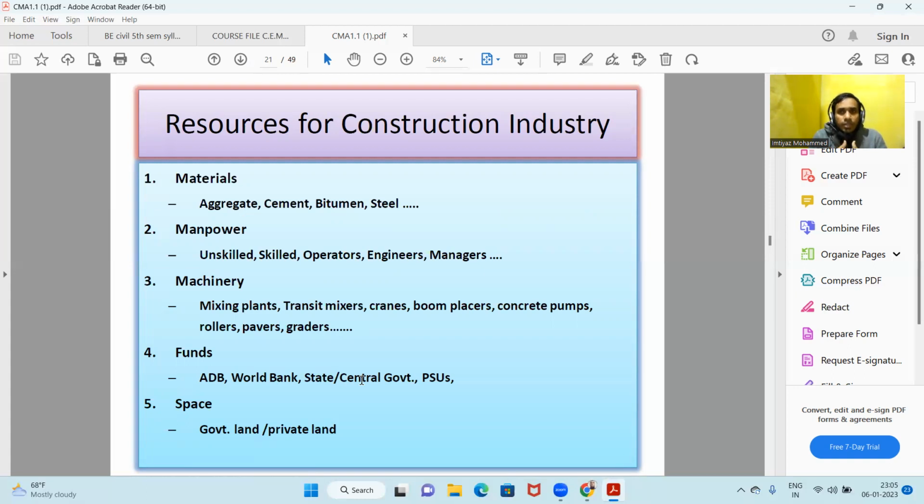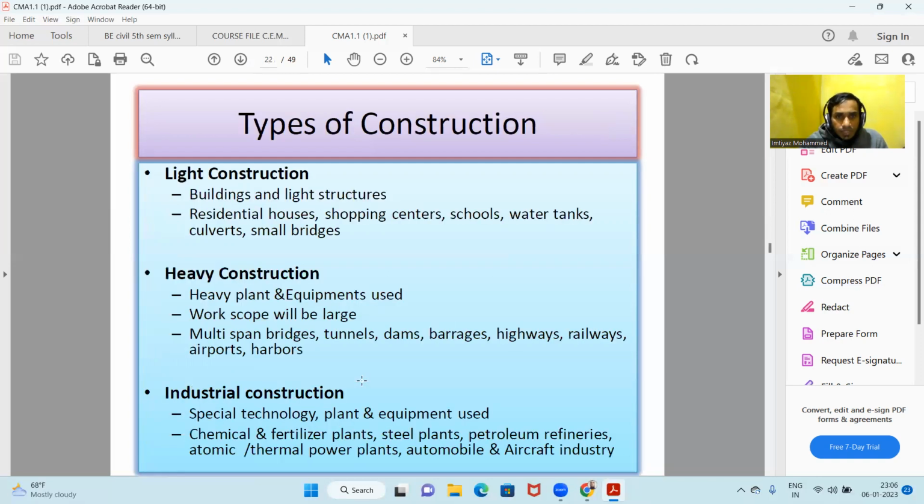Then you have manpower. Under manpower, you would have skilled workers, unskilled workers, helpers, masons, operators, engineers, and managers. And machinery: we have mixing plants, boom placers, concrete pumps. Then funds or money, which would be arranged by the Asian Development Bank or the World Bank, depending upon the scope of the project, of course. And then the space. We would be doing construction work on a particular space, which is generally either a government land or a private land.